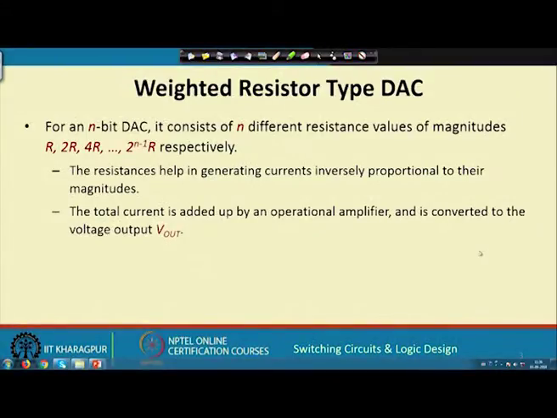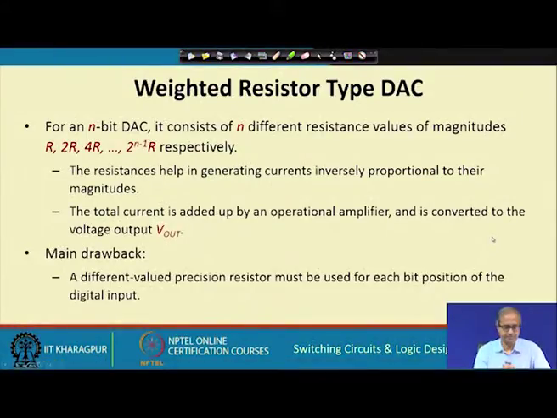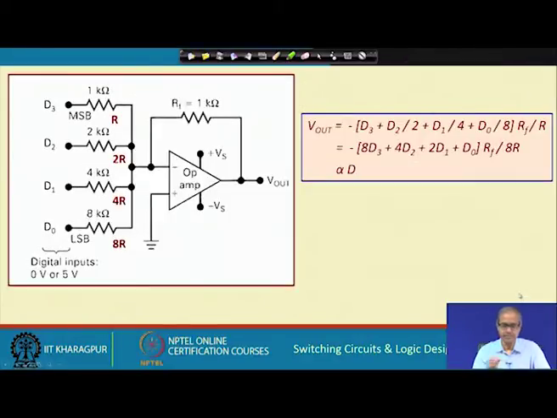Right? Let us see how this kind of a DA converter looks like. This main drawback, as I said, different value resistances are required. Okay, first you see this is the schematic diagram. Before explaining how it works, I will talk a little bit about this building block op amp. Okay, let me talk about this, then I will again come back to this diagram and explain.